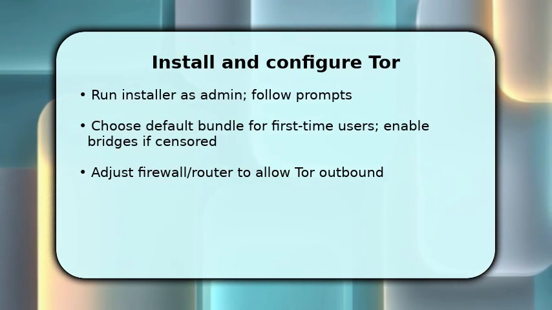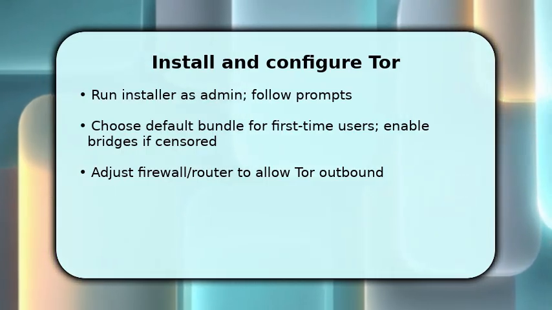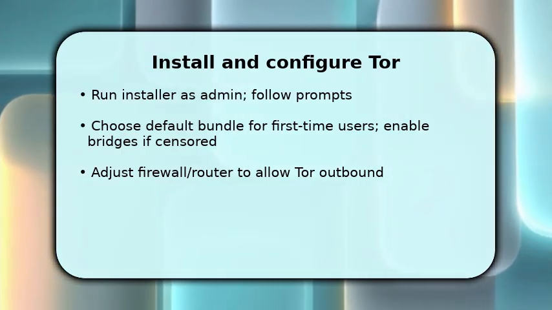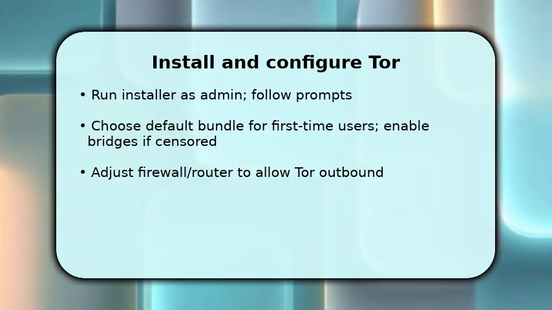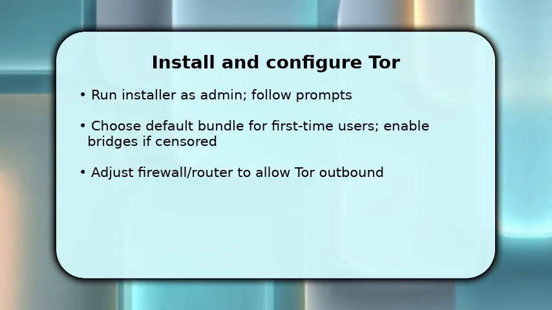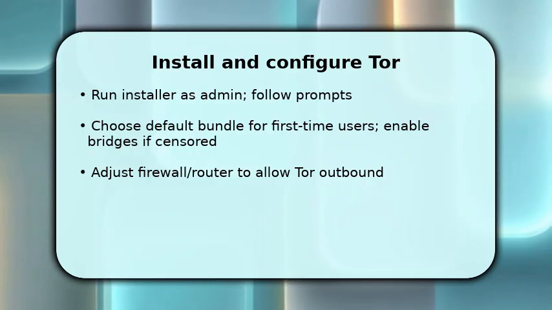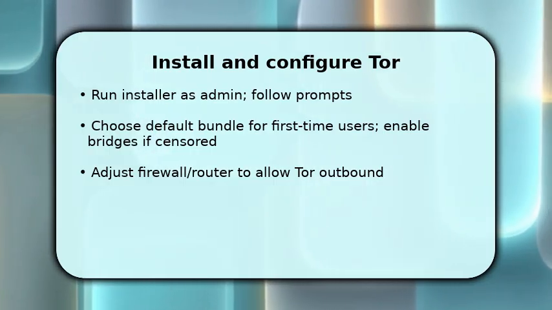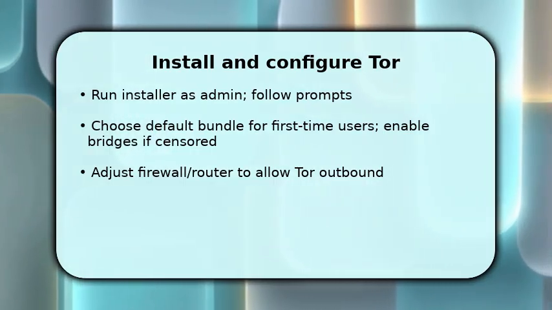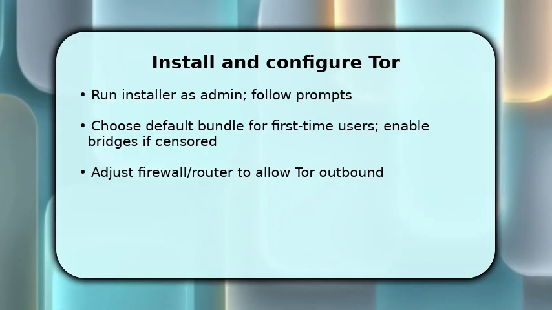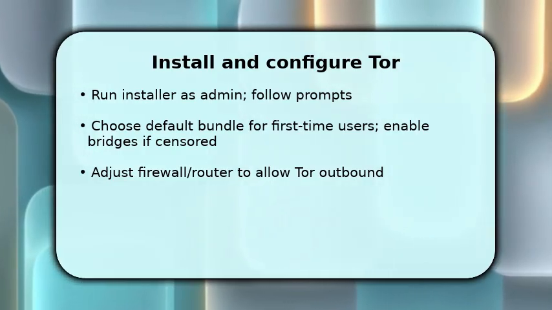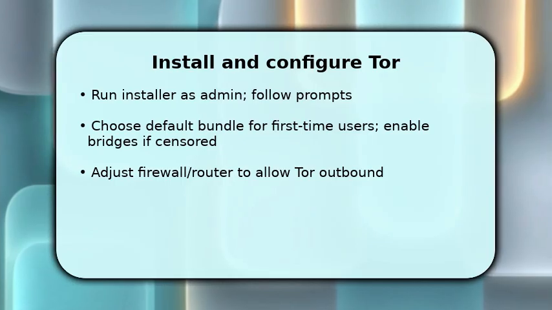Now run the installer and choose the default installation path unless you have a specific need. That keeps updates smooth. If you face censorship or blocking, enable a bridge in the network settings during setup. This helps you connect without exposing direct relays. Configure any firewall or router to allow outbound connections from the Tor browser. You usually do not need port forwarding.